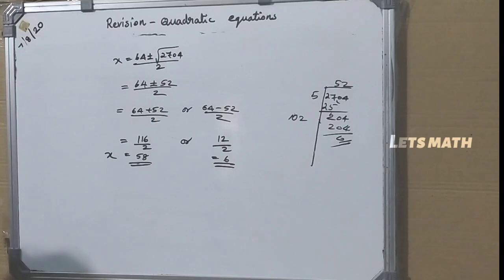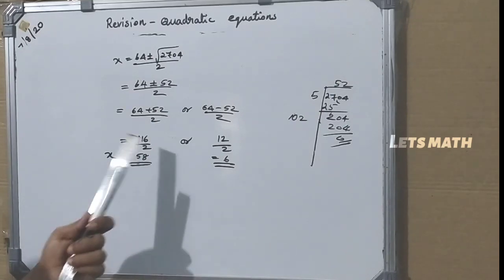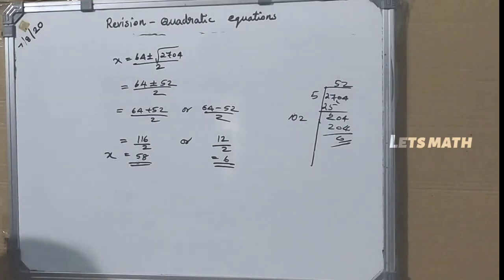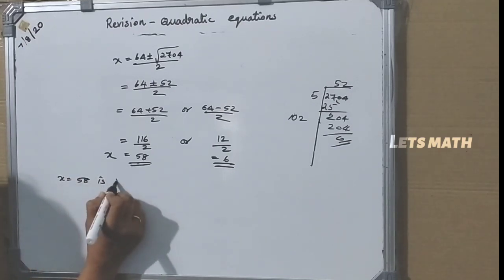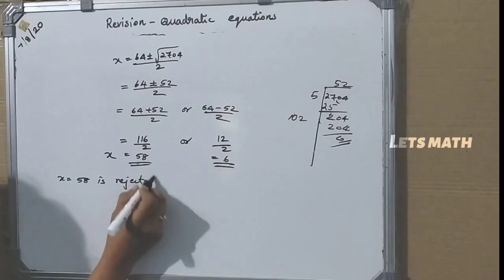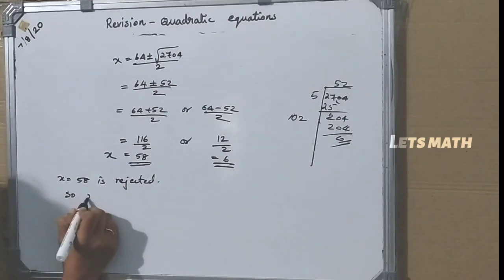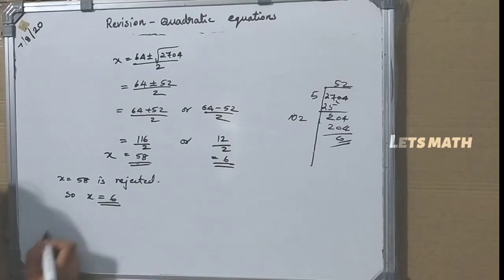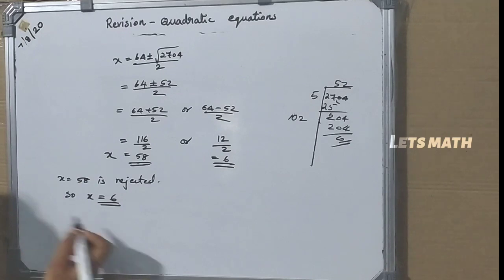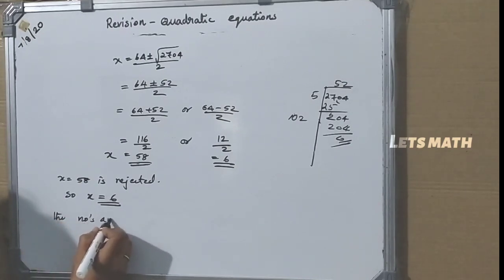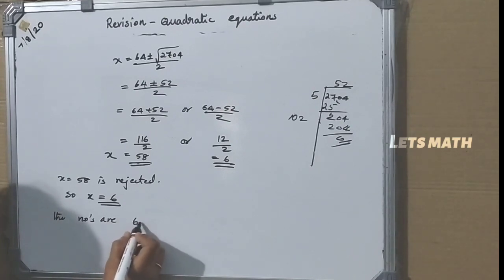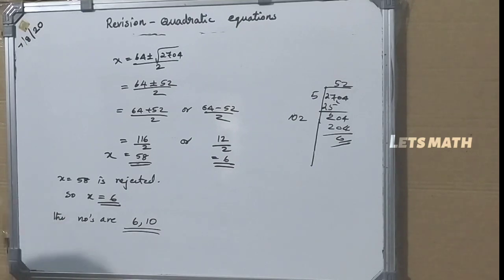But here 58 is more than 16, so we cannot take this. x equal to 58 is rejected. So we have x equal to 6. So if one number is 6, the other number will be 16 minus 6. Therefore we can say that the numbers are 6 and 10. 6 comma 10. So that 6 plus 10 is 16.